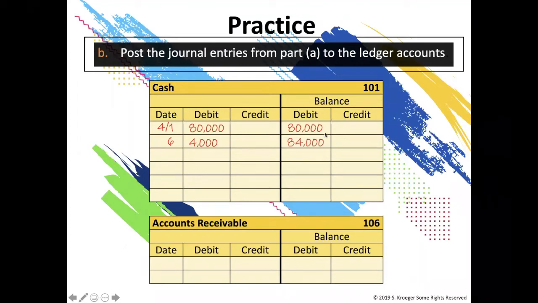It would be $84,000. Just like if you deposited $80,000 into your bank account and then another $4,000, your balance will now be at $84,000. Let's find the next time we use cash in our journal.